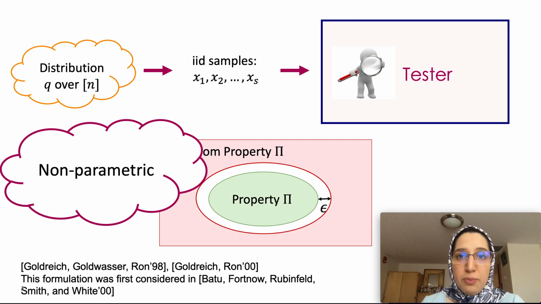well. This is a non-parametric setting in a sense that we do not make any assumption about the class of the underlying distribution. So the only thing we know is that it's a discrete distribution.